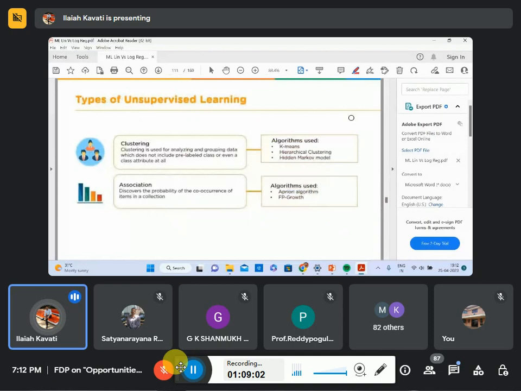Right? So in unsupervised learning, we have clustering and association, but our main focus here is clustering. Clustering is used for analyzing and grouping data which does not include a predefined class. Means I'm not saying what exactly that object is, whether he is male or female, or is Virat Kohli or Sachin Tendulkar. I'm not saying anything. So the algorithms for unsupervised clustering are K-means, hierarchical clustering, hidden Markov models, etc.